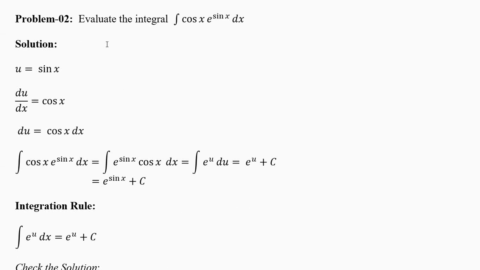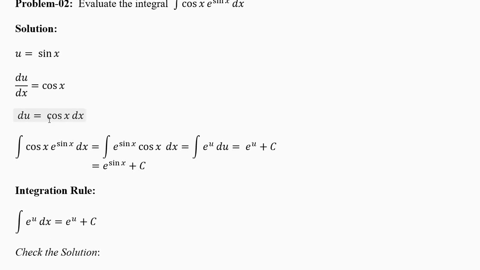Now problem number 2. Evaluate the integral of cos x e^(sin x) dx. Now the main function is the exponential function. The argument of the exponential function is sin x. So put u equal to sin x. Derivative of u is cos x. du equal to cos x dx. There are no numbers here. Everything is positive. The number is 1, which will get adjusted by itself.